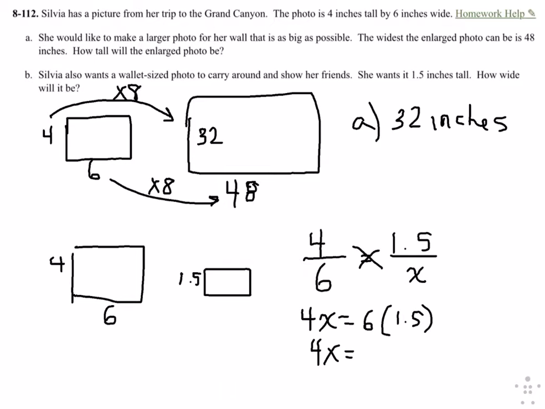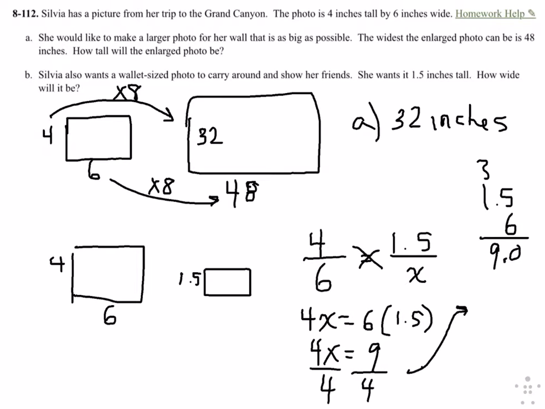6 times 1.5. So again, if you can't do these or you're just stuck, just go off to the side, right? And say 1.5 times 6. 6 times 5 is 30, right? That's 9. Or move the decimal one space and you get 9. So 4x equals 9. And we divide by 4. And I'm just going to come up here, right? And we get x equals 9/4.